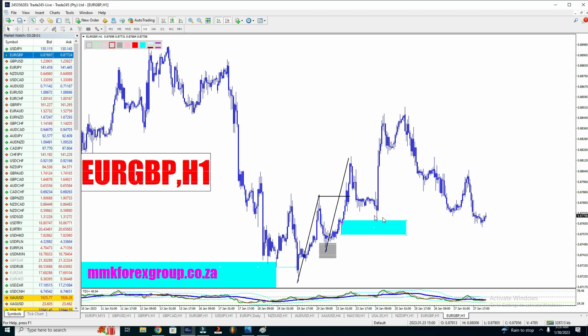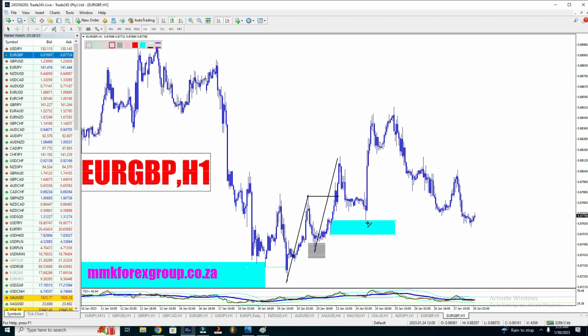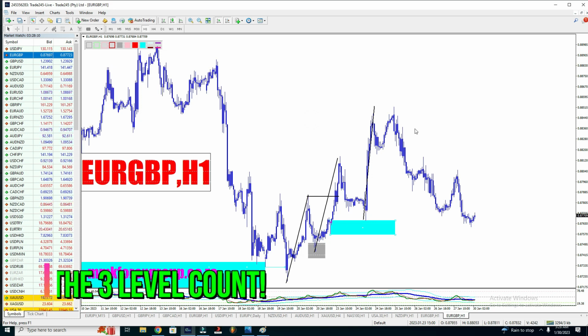Price gave us a new high, and we can see how price then reacted, giving us the third level. So we can identify level 1, level 2, level 3, and a peak formation, as you can see. So we're going to talk about how you can take advantage of that.